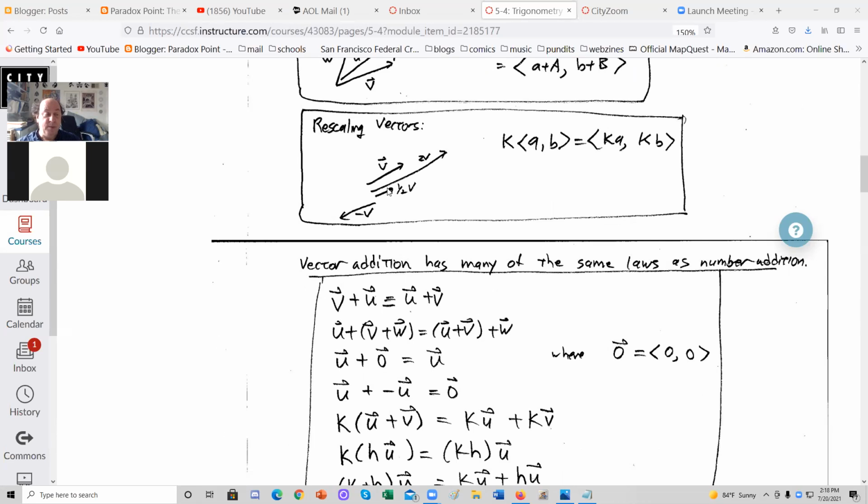If k is positive, then it's in the same direction, k times as long, and if it's negative, then it's the opposite direction, k times as long.